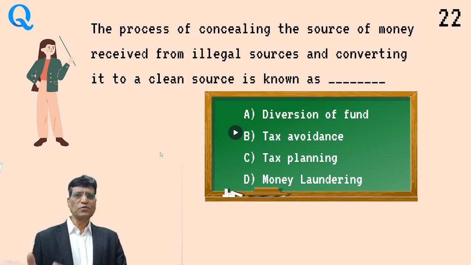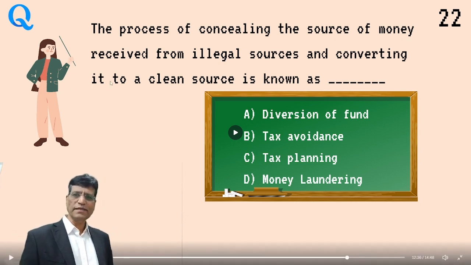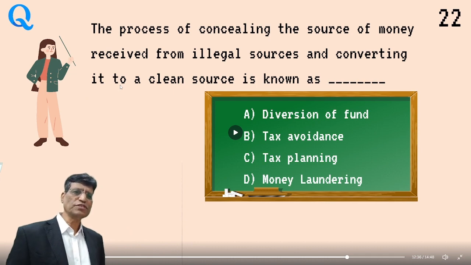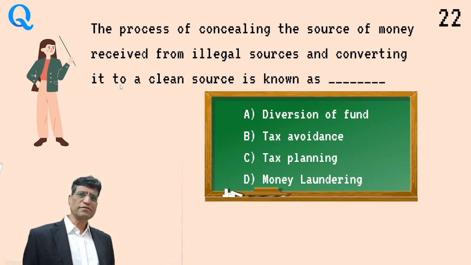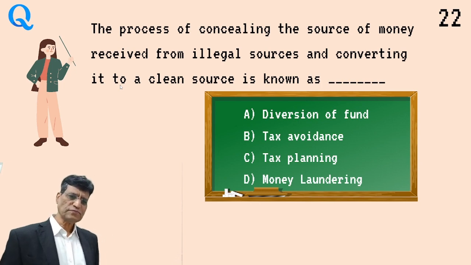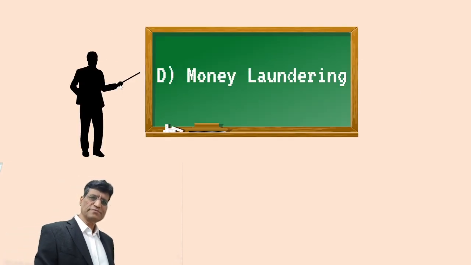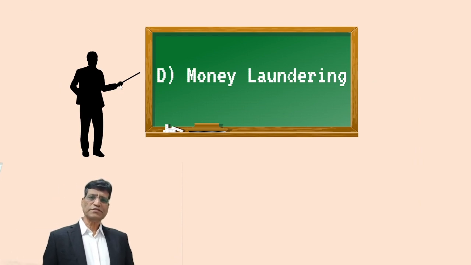Now if we go to that part, here we are seeing that the process of concealing the source of money, hiding the source of money received from illegal sources and converting it to a clean source is known as money laundering. Option D is the answer. We move to the next question.